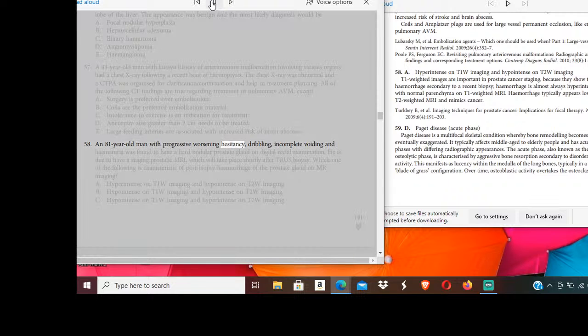58. An 81-year-old man with progressive worsening hesitancy, dribbling, incomplete voiding and hematuria was found to have a hard nodular prostate gland on digital rectal examination. He is due to have a staging prostatic MRI, which will take place shortly after TRUS biopsy. Which one of the following is characteristic of post-biopsy hemorrhage of the prostate gland on MR imaging? A. Hyperintense on T1W imaging and hypointense on T2W imaging. B. Hypointense on T1W imaging and hypointense on T2W imaging. C. Hypointense on T1W imaging and hyperintense on T2W imaging.